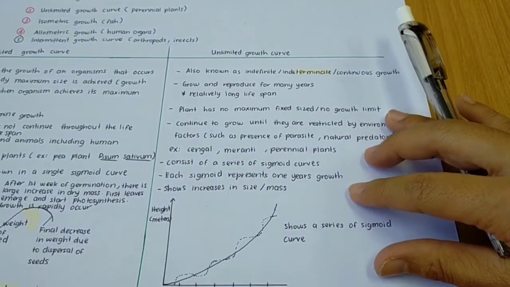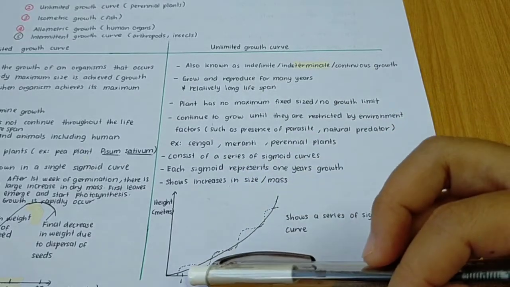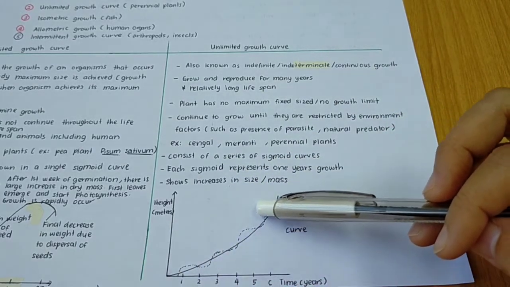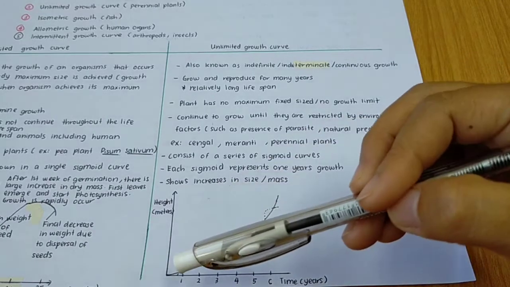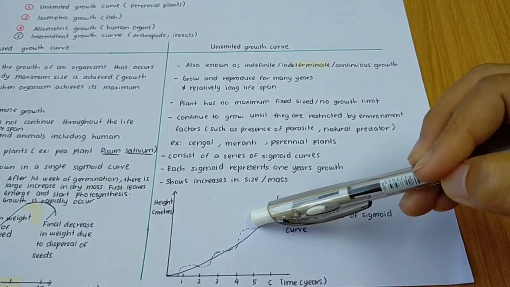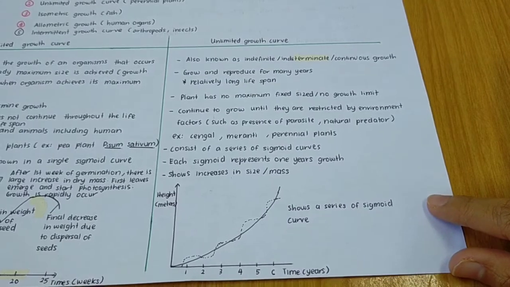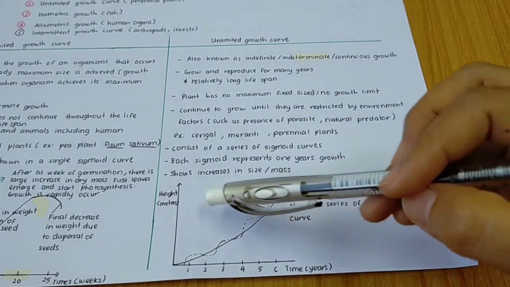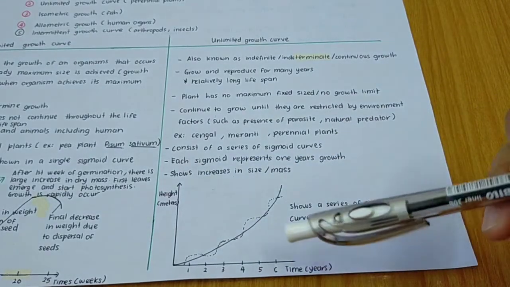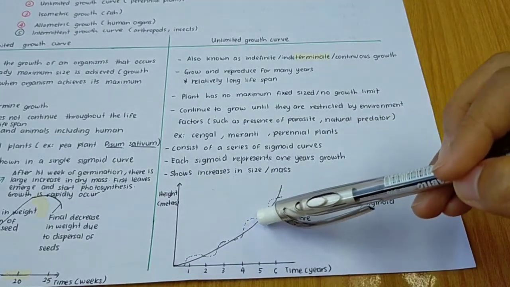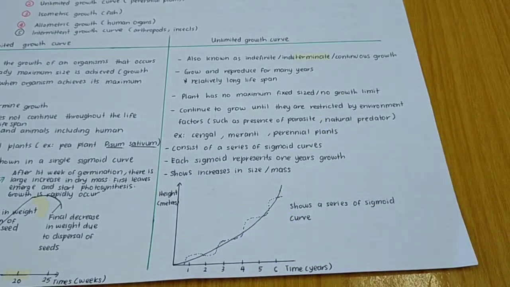Okay, and then kalau kita tengok based on the growth curve, it will consist of a series of sigmoid curves. So ni adalah series of sigmoid curves. Okay, and then each sigmoid represents 1 year growth. So setiap sigmoid ni akan mewakili 1 year growth. And then it will show increase in size or mass. So kalau kita tengok dekat sini, bila kita plotkan height against time, for unlimited growth curve, it will show a series of sigmoid curves, and each sigmoid dia akan represent 1 year growth.